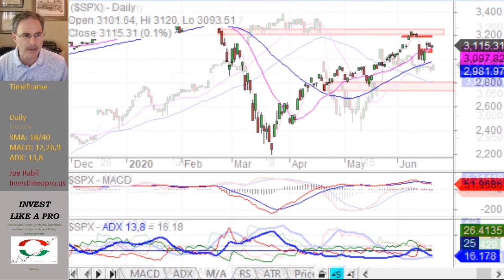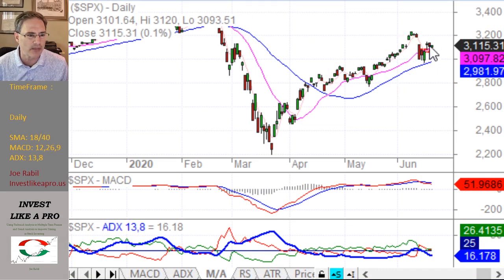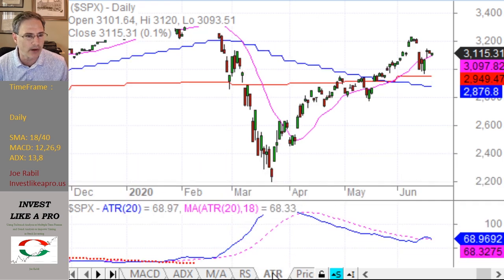I want to go back to the daily chart because I want to show you what I think is taking place. It might be a little bit more important. This is all three time frames on one chart. I've got the 18-month line, which is starting to rise now in red. I've got the 18-week line, which is still declining here in blue. And then you've got the rising 18-day in magenta.